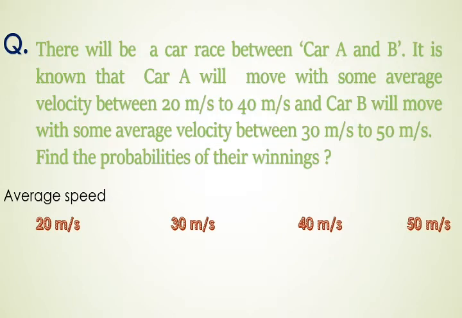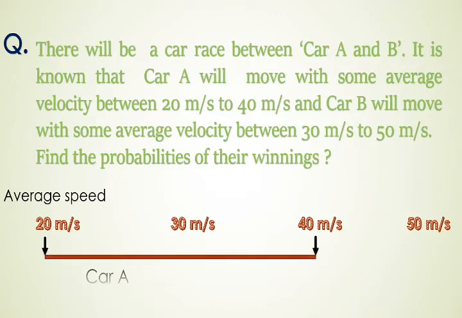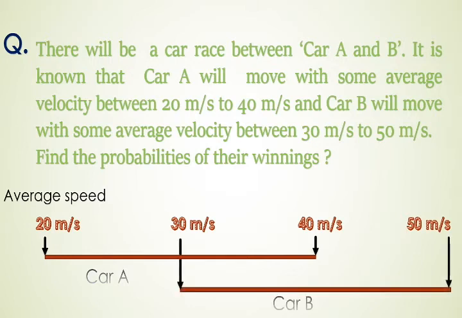Here average speed of both the cars are given to us. It is given that car A will have some average velocity between 20 to 40. Maybe its top velocity is more than 40 meter per second and its minimum velocity is below 20 meter per second, but we know that its average velocity will be somewhere between 20 and 40. We don't know its exact velocity, we just know that it will be somewhere between this range.